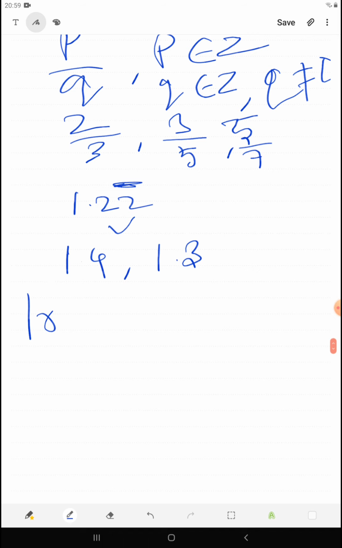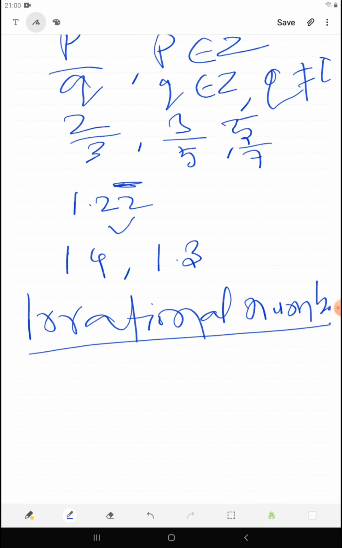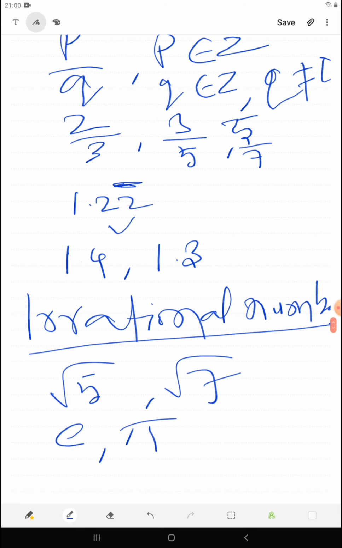Now, what is an irrational number? Irrational numbers are the opposite of rational numbers. So it cannot be converted into the form of p by q. For example, root 5, root 7. Generally, when we talk about irrational numbers, they will have a root, or other than that there is e and pi. Pi, we write as 22 by 7, but still it's not the exact value. So it is an irrational number. Similarly, e is also an irrational number.